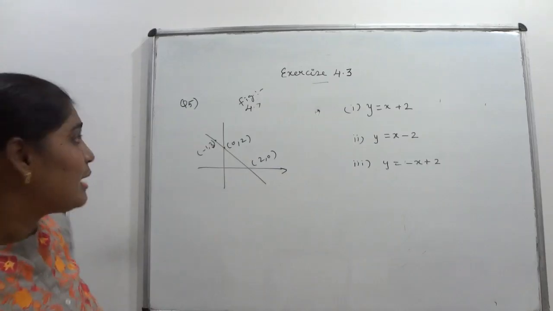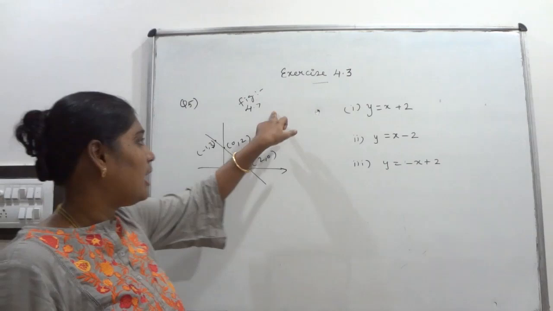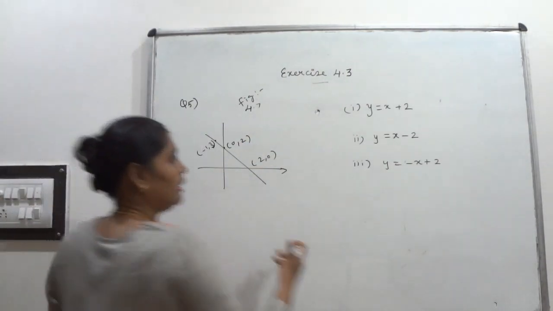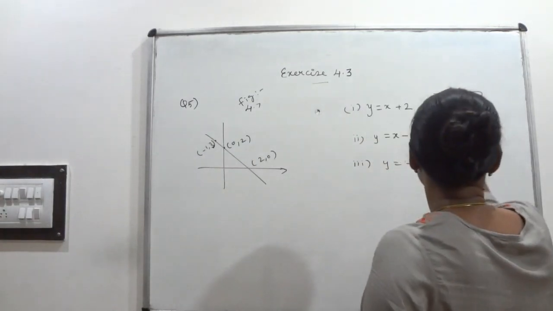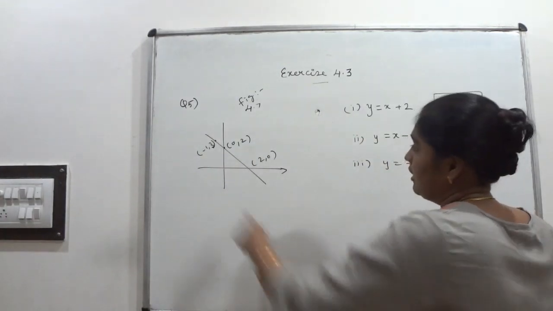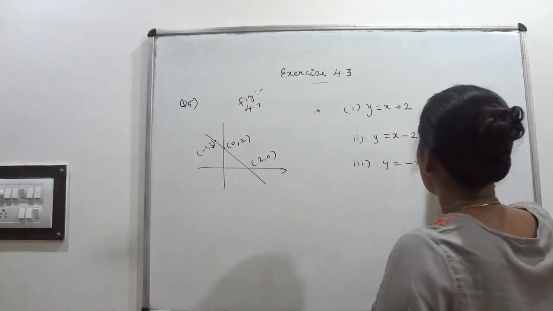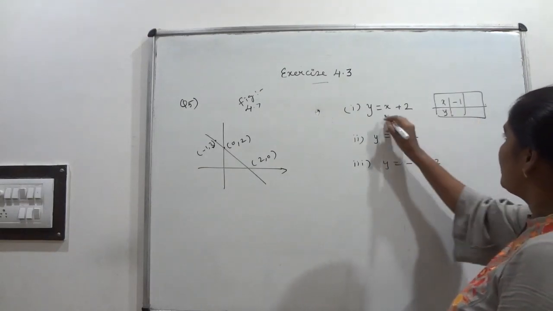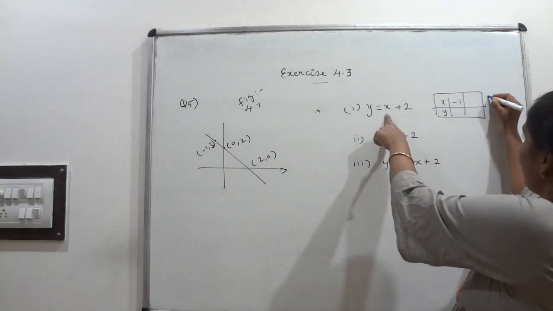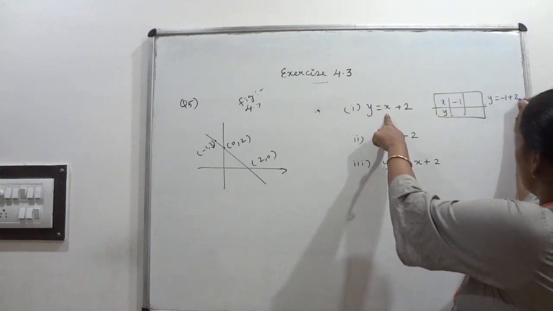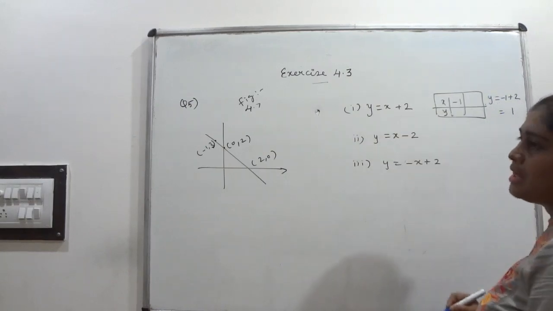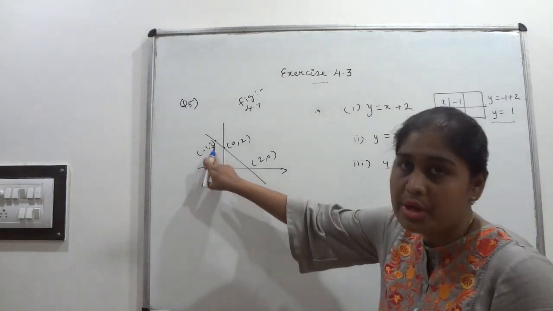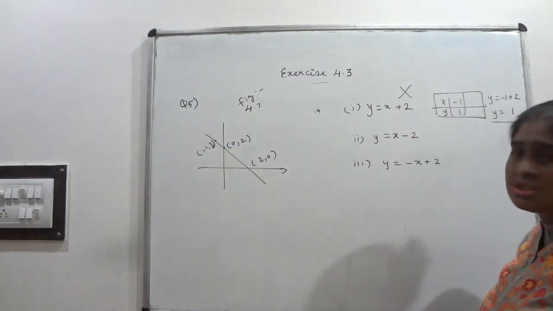That's all. From figure 4.7, I have to tell which line equation is suitable for this. Okay, let us see. Like the previous question, I have to draw the table for each line equation. Keeping the x value as minus 1, in the x place I am going to keep minus 1. What do you get for this equation? Tell me. y equal to minus 1 plus 2, that is 1. y equal to plus 1 should come. But here what is given? 3. That's why this line equation is wrong.